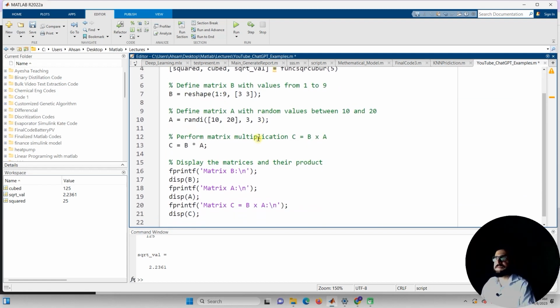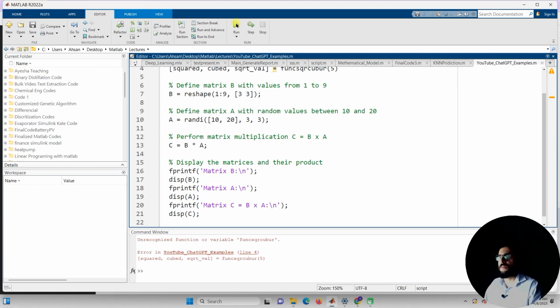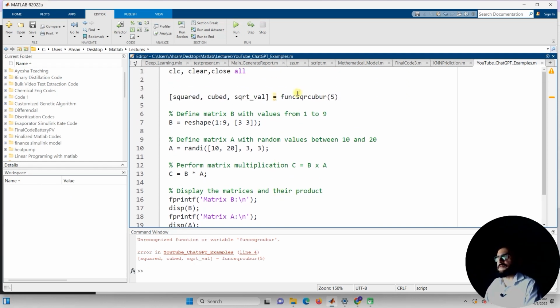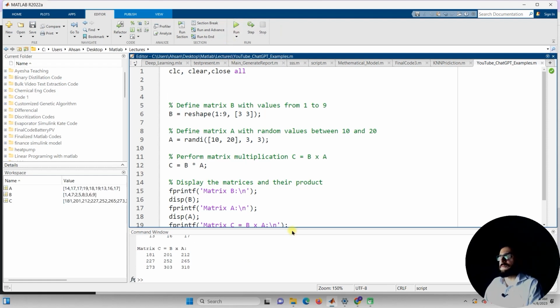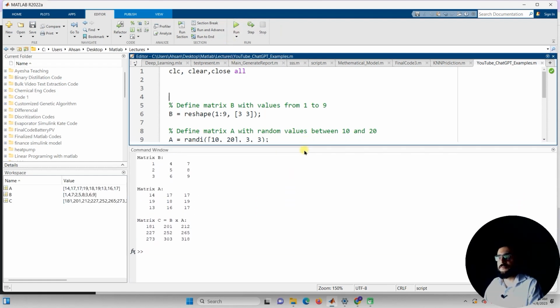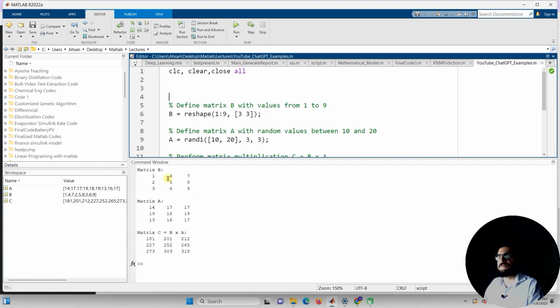So I just copy and paste the code here from the ChatGPT environment to MATLAB, and let's see how it goes. Okay, we already have an error. I just didn't remove this piece of code here, so that's why it generated an error. So we have done our operation. We have also seen the values of B and A, then C.